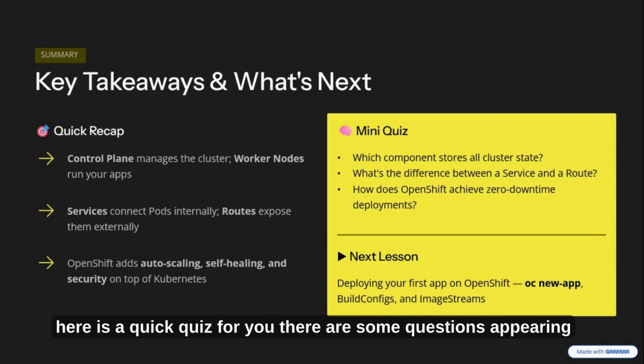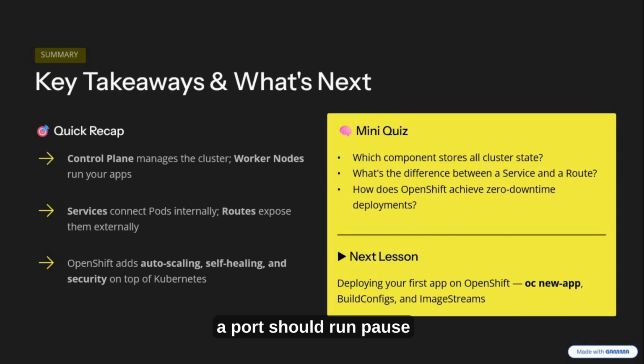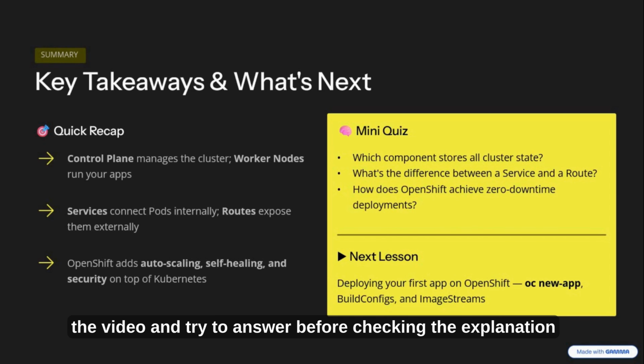Now, here is a quick quiz for you. There are some questions appearing on your screen. Which component stores the cluster state? The second question is, what is the difference between a service and a route? And third is, which component decides where a pod should run? Pause the video and try to answer before checking the explanation.